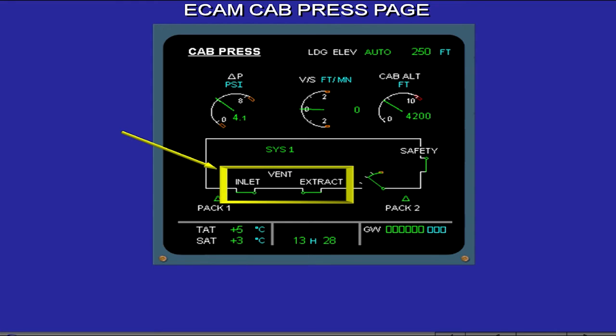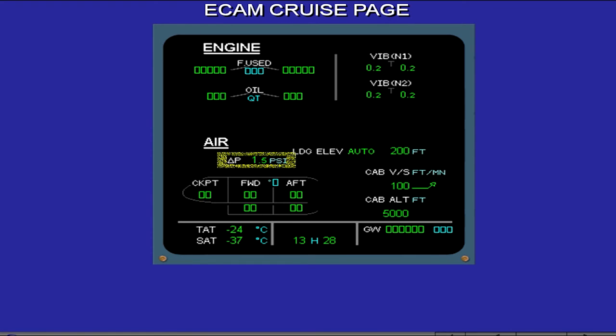The vent, inlet, and extract indications are associated with the avionics ventilation system. On the ECAM cruise page, there are indications of cabin differential pressure, cabin vertical speed, and cabin altitude.